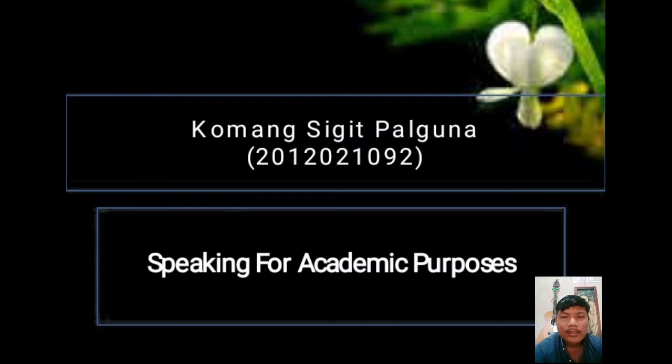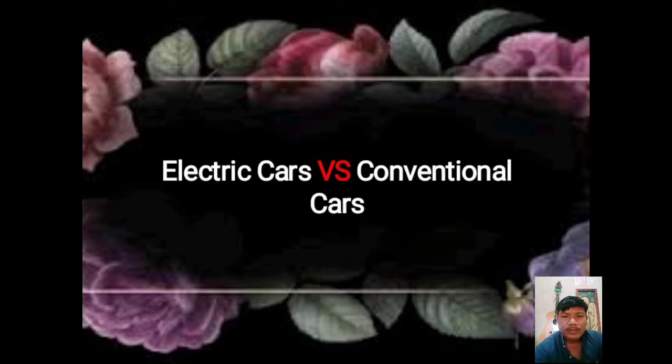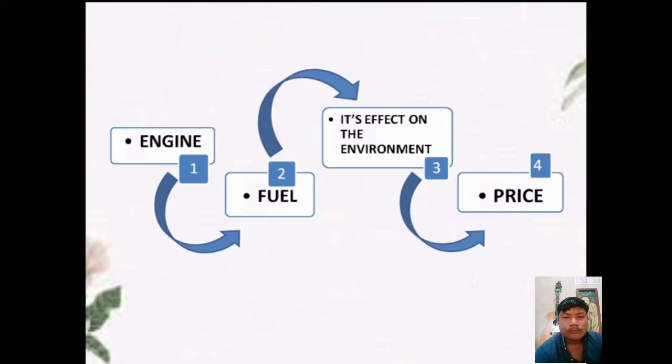Before we start, let me tell you a little story about today's condition. Today, everyone is competing to create new and very sophisticated technologies for human convenience and even for environmental safety and balance. This is related with the topic that I will bring in this presentation, which is about electric cars versus conventional cars. My explanation will be more on the comparisons and differences between electric cars and conventional cars.